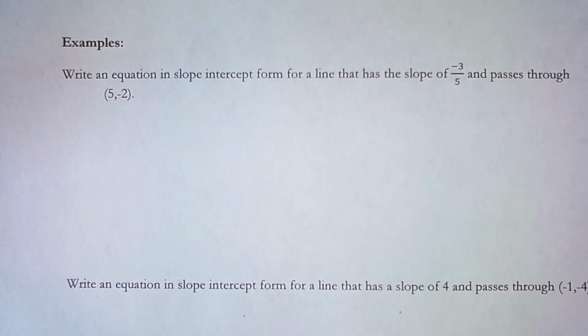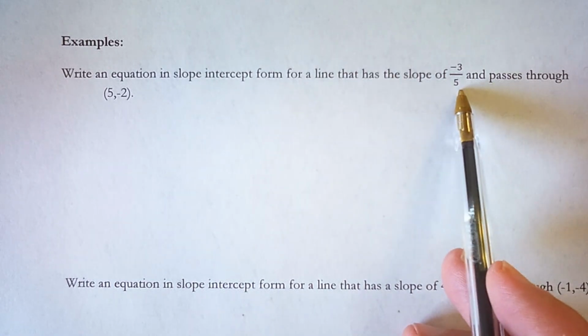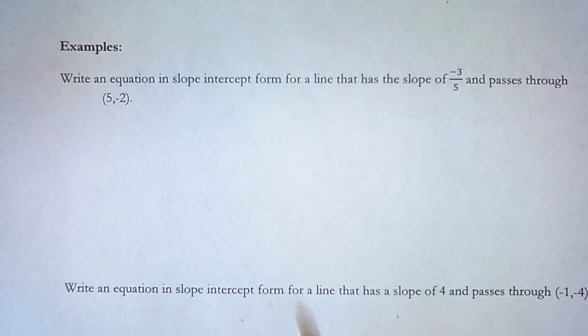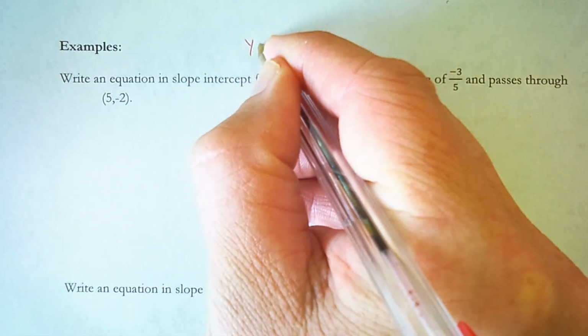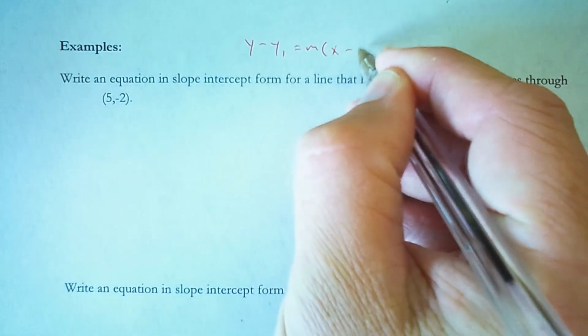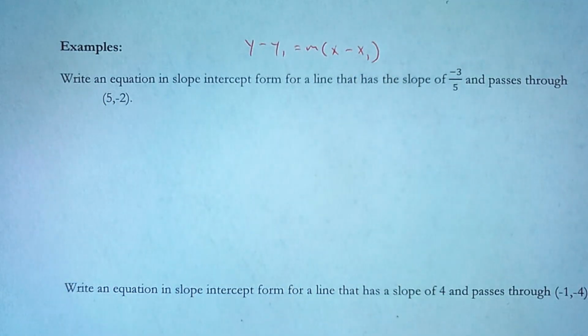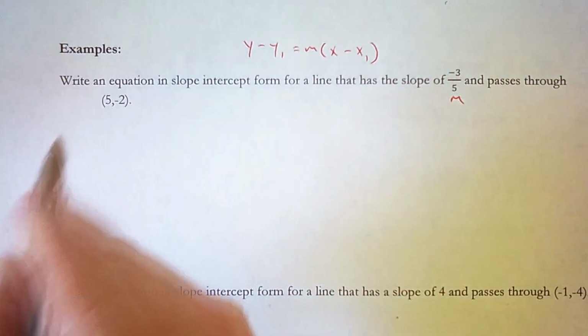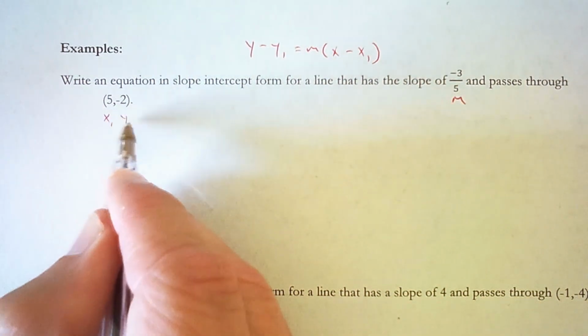Welcome back. In this video, we are going to write equations of lines in slope-intercept form. First, we're going to do that given a slope and a point, so we're going to put this into point-slope form. From our previous video, we learned y minus y1 equals m times x minus x1 is point-slope form. So we're going to write in point-slope form, and here is the slope, that's m, and here's a point, x1, y1.